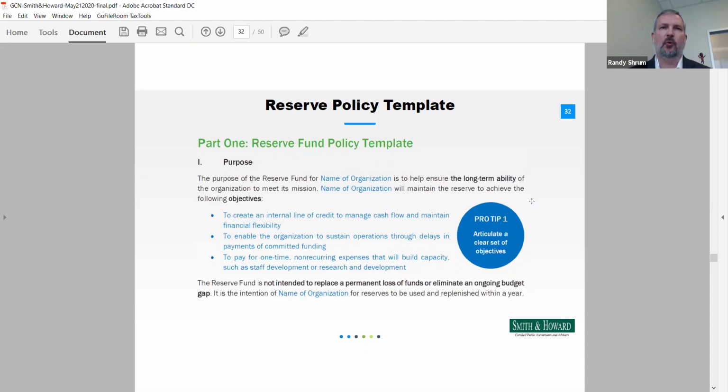First one it provides is to create an internal line of credit to manage cash flow and maintain financial flexibility. The second one is probably under COVID-19 to enable your organization to sustain operations through delays in payments of committed funding. And then third, you may want to consider a reason to have the policy as one that you could pay for one-time non-recurring expenses that'll help you build capacity to be a more strategic organization. And then remember, the intention of this policy is that it be used and that then the funding be replenished.